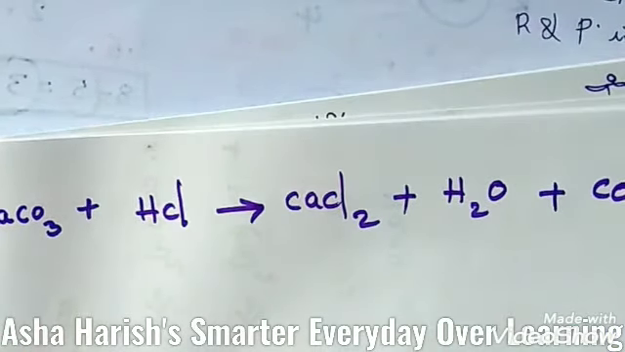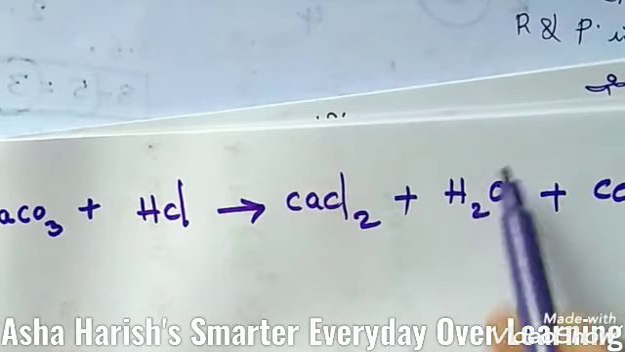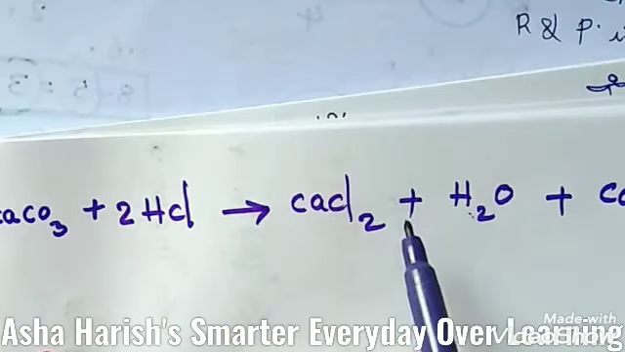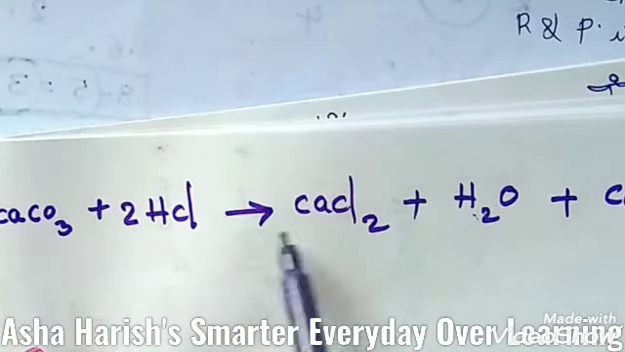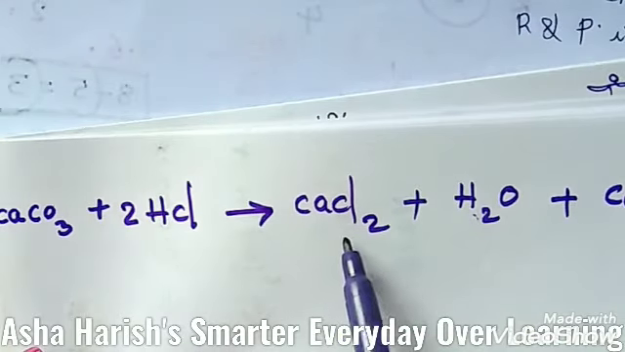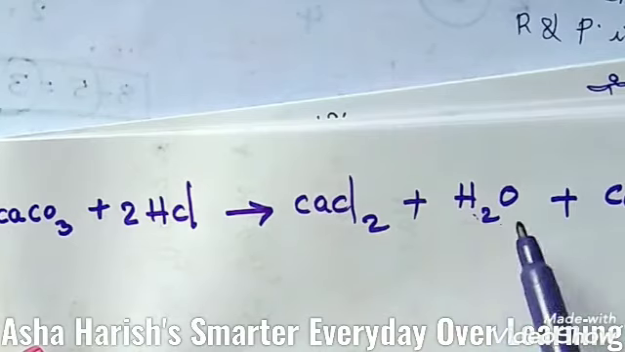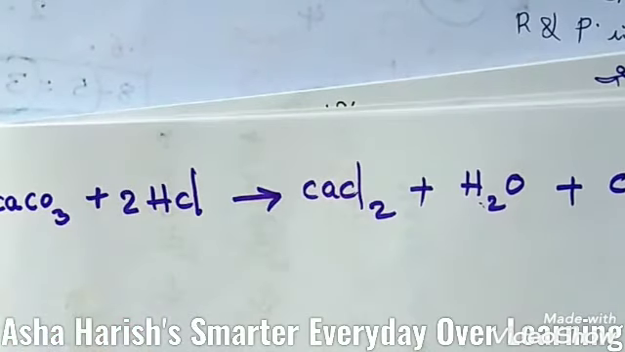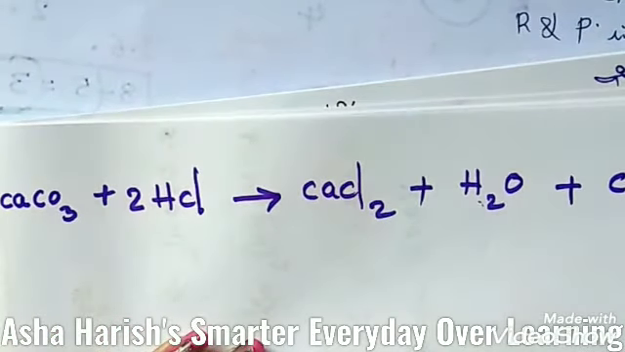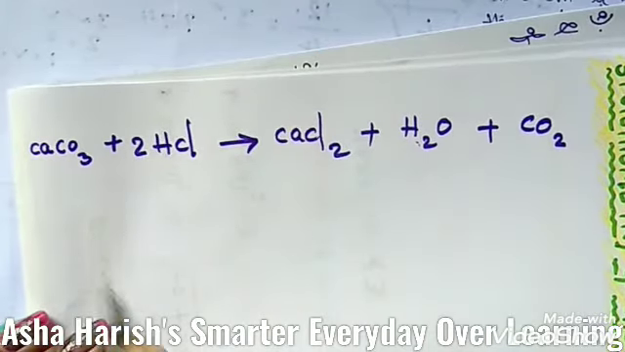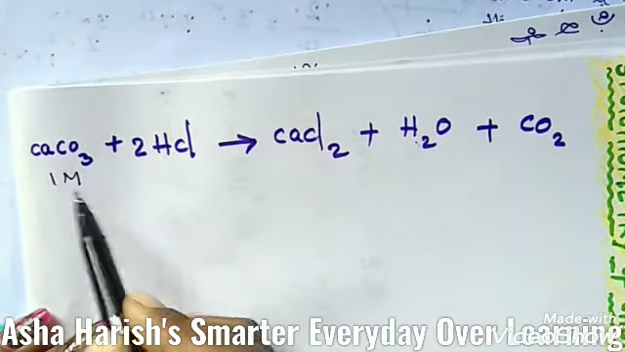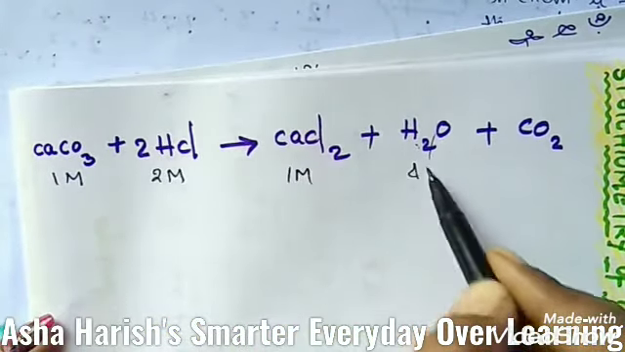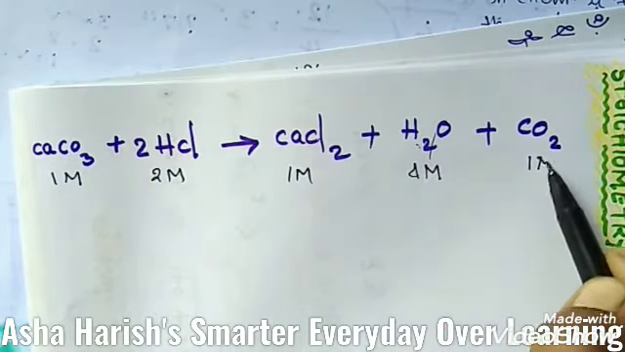Let us balance this chemical equation. First of all, here hydrogen atoms are 2. Then if you place a 2 before this HCl, then the entire equation is balanced. Coming to calcium, only 1, here also 1. Chlorine, here 2 chlorine atoms, here also 2. Oxygens, here 3, here 1 plus 2, 3. So this is balanced. Now students, we can analyze this chemical equation. This is 1 mole of calcium carbonate, here 2 moles, and this is also 1 mole, and here water also 1 mole, and CO2 also 1 mole.